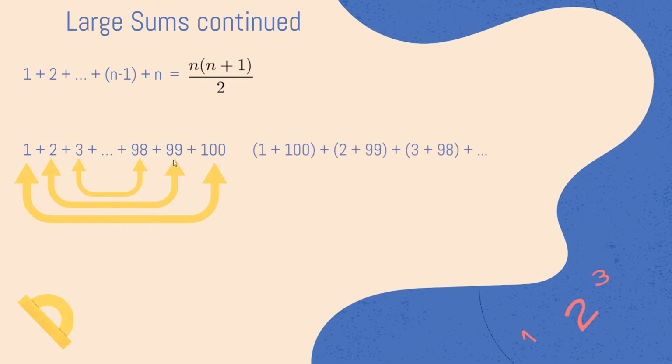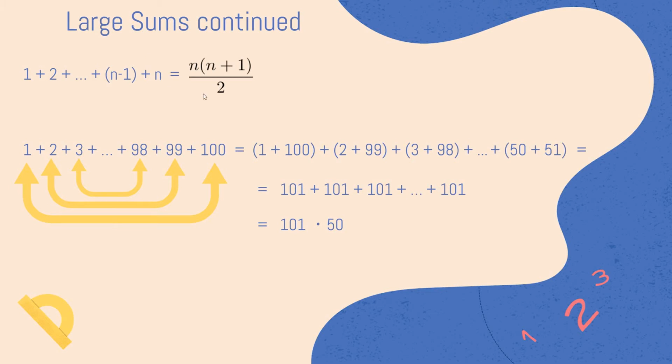So adding these terms together, we have these pairs. And these pairs, if you look at them, each of them are equal to 101. So we have some sum of 101s. But how many 101s are there? Well, we had 100 values originally, and we paired them off. So 100 divided by 2 is 50. So we have 50 101s. Pretty easy. Now we can just calculate what our sum is equal to.